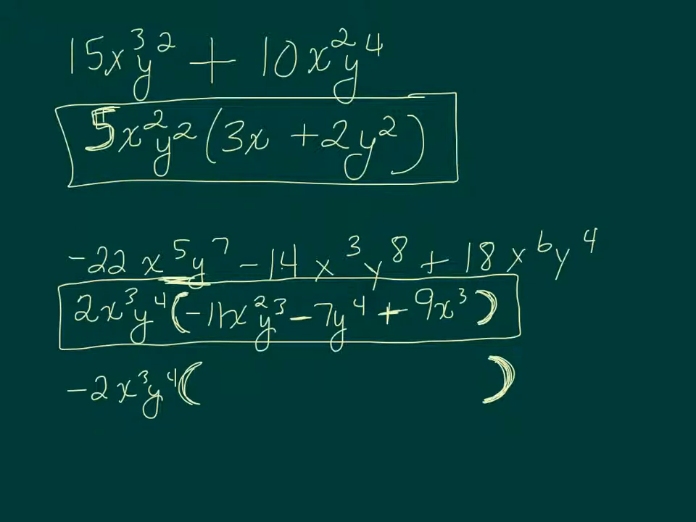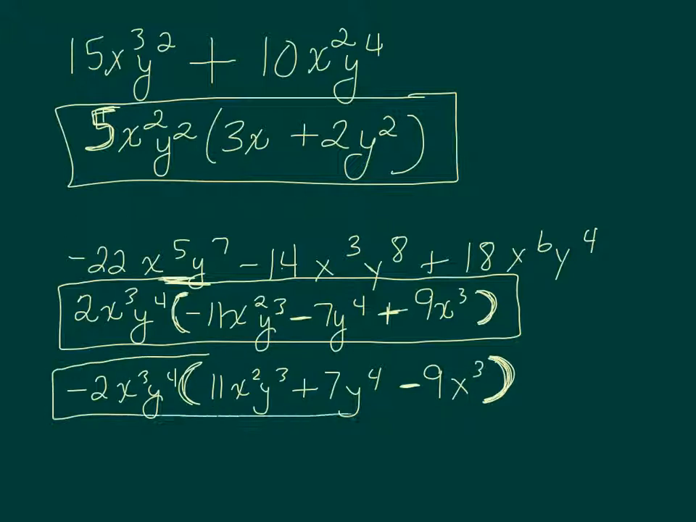So if I have -22 divided by -2, now that's positive 11. And I have x squared y cubed. If I have a -14 divided by -2, now that's a positive 7. And I have y to the fourth. And if I have 18 divided by -2, that's a -9 x cubed. So if we wanted to factor out the negative, this would be our answer.